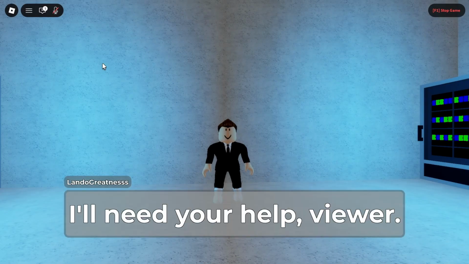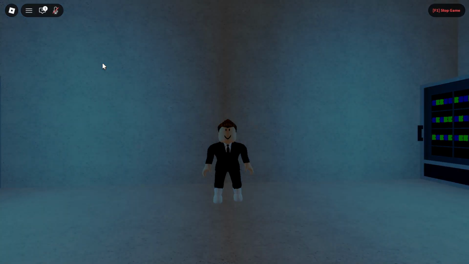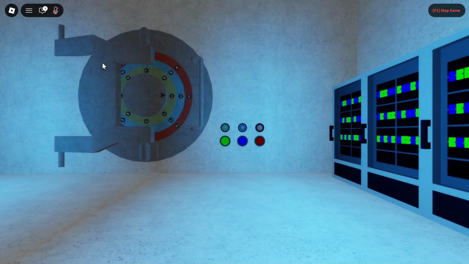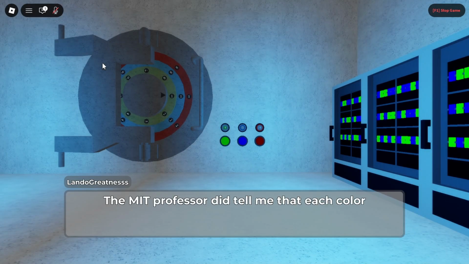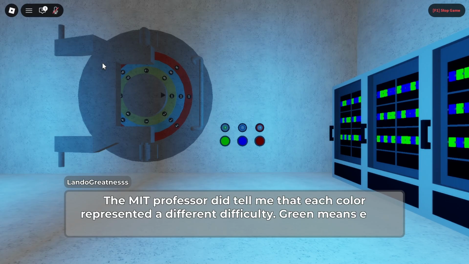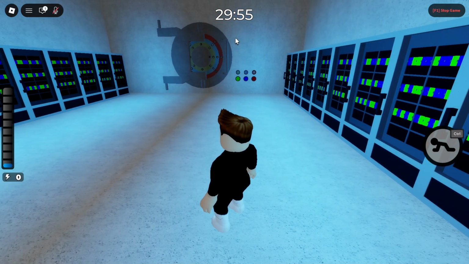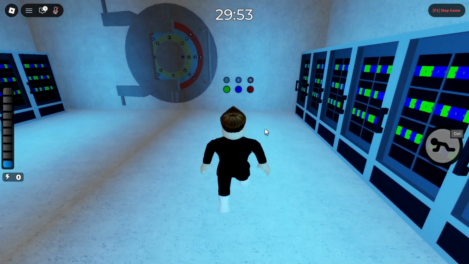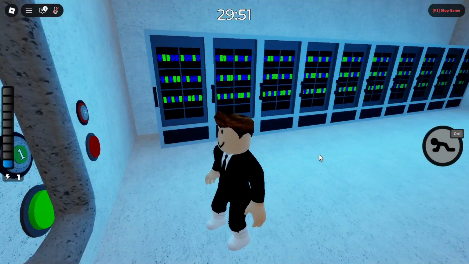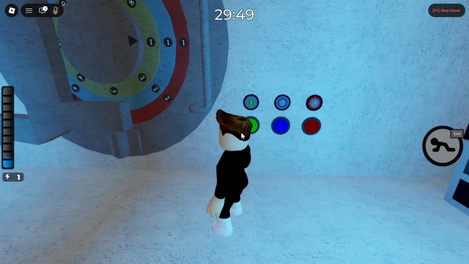I'll need your help, viewer. Will you help me? The MIT professor did tell me that each color represented a different difficulty. Green means easy, blue means medium, and red means hard. Alright, player. Looks like we only have 30 minutes to complete all of these, including the ones in the next rooms. Okay, so let's start with the easy one first.